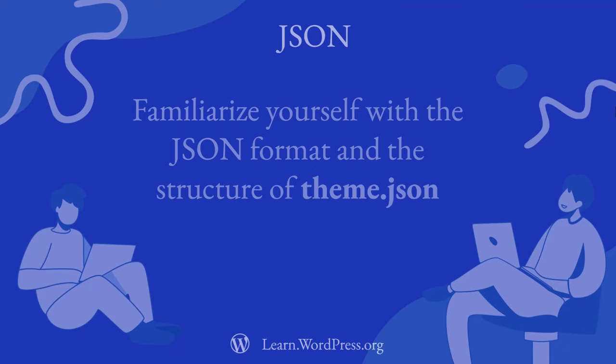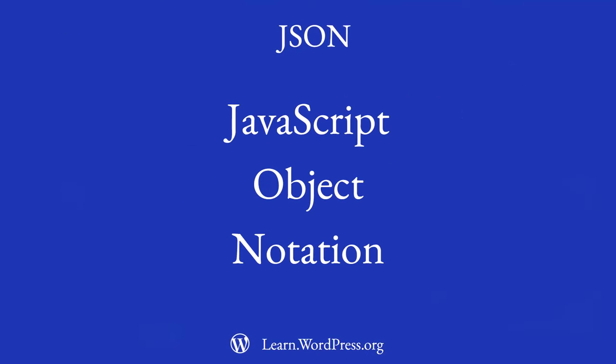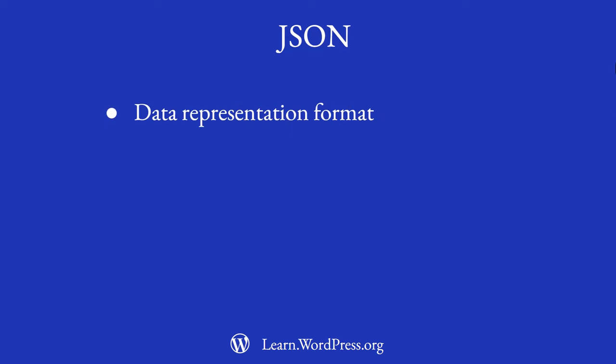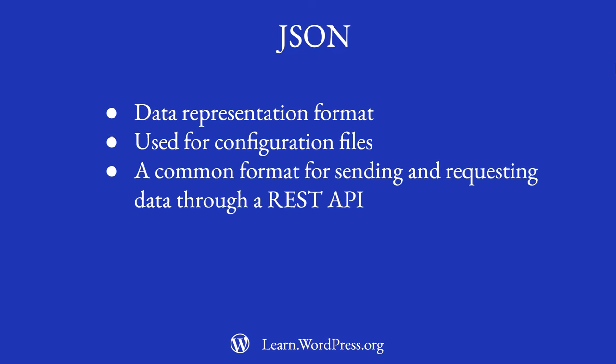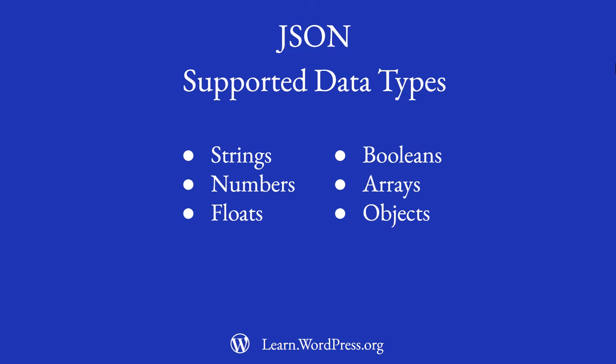Let's take a step back now and take a look at the JSON format and the structure of theme.json. JSON stands for JavaScript Object Notation. JSON is essentially a data representation format. It's used for configuration files. It's a common format for sending and requesting data through a REST API. And it's lightweight and easy to read. The supported data types are strings, numbers, floats, booleans, arrays, and objects.